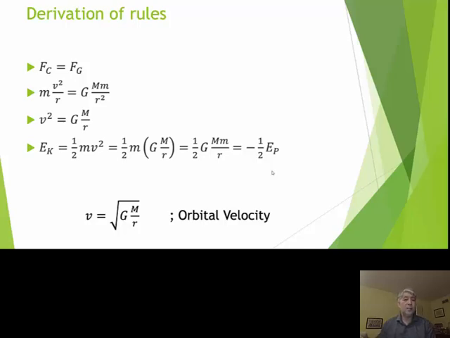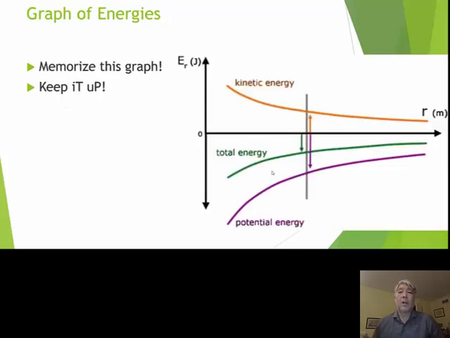Taking a look at that third step where v squared is equal to GM over r, that is the equation that we use for orbital velocity when we take a square root of both sides. This equation is not on the formula sheet, so either memorize it or, better yet, know how to derive this in a very quick fashion.